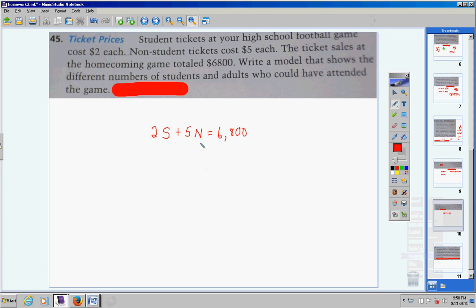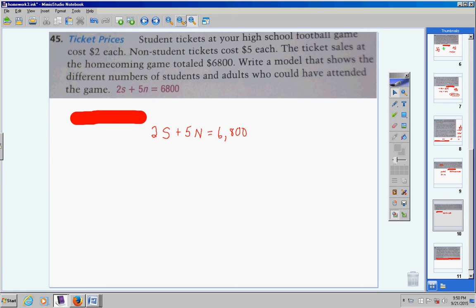So this would be the model, students. It doesn't tell you the exact amount of students or non-students that came, but you can actually put in a number for S. Like if you know 200 students went to the game, you can put 200 in for S right here, and then find out how many non-students came by solving for N. This is a really good model that models that situation. And there it is.